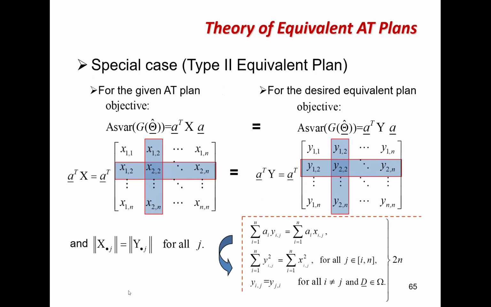Now, another one, a type 2 equivalent plan. So we relax some constraints. For the type 2 equivalent plan, we make sure this column, highlighted on the left, and the column on the right have the same length, but the two columns may not be the same. What we want is that A times this vector, which is a linear combination of this vector, equals a linear combination of this vector on the right. If they're the same, then of course the objective function is going to be exactly the same.